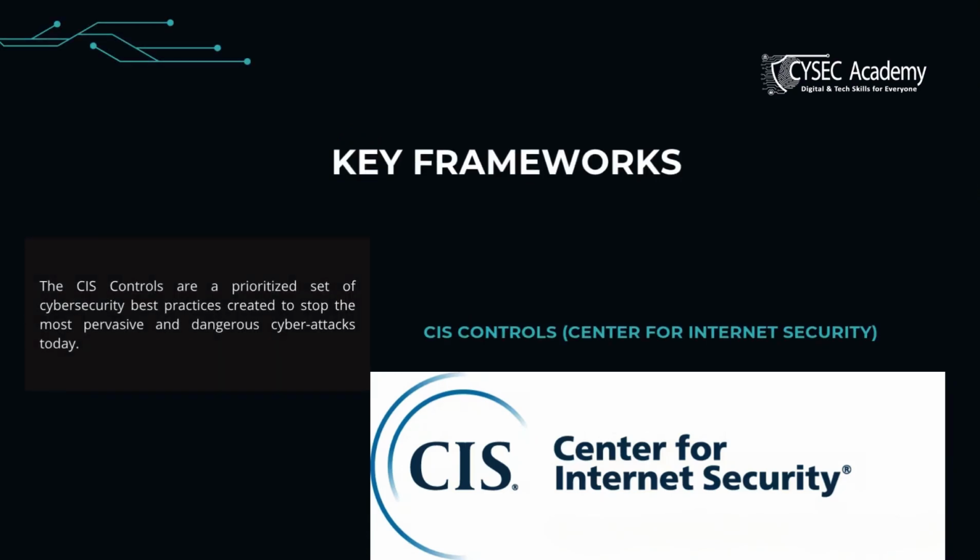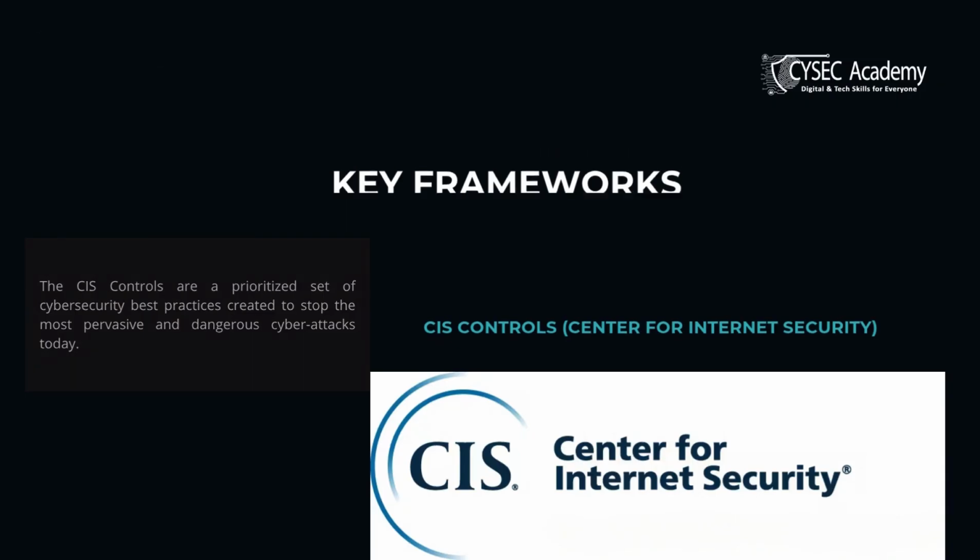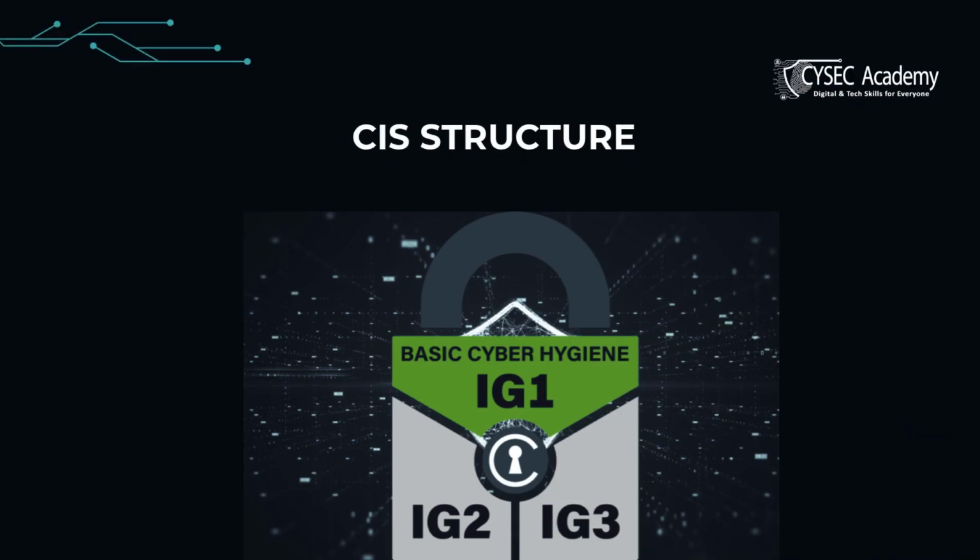Next framework is CIS Controls, from the Center for Internet Security. The CIS Controls are a prioritized set of cybersecurity best practices created to stop the most pervasive and dangerous cyber attacks today. They are more technically focused and prescriptive than NIST CSF or ISO 27001. In the CIS structure, the controls are organized into implementation groups, IGs, allowing organizations to prioritize based on their resources and risk profile. IG1: basic cyber hygiene, foundational controls that every organization should implement to defend against common attacks. IG2 builds upon IG1, designed for organizations with more resources managing greater risks. IG3 builds upon IG1 and IG2, focused on organizations managing sophisticated threats and sensitive data.